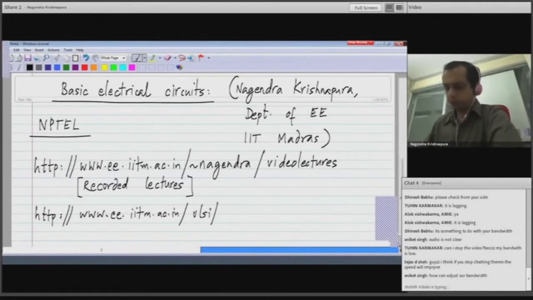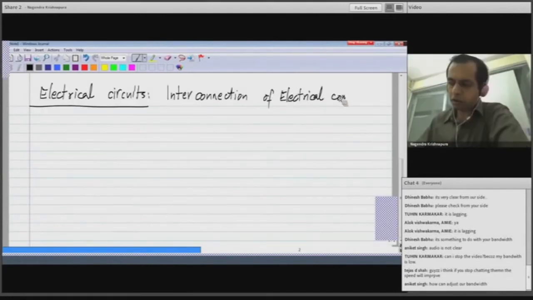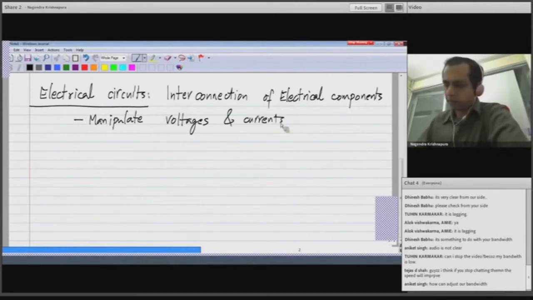So with that background, we can get started with our course. Electrical circuits are interconnections of electrical components, and they manipulate voltages and currents in some way. Okay.